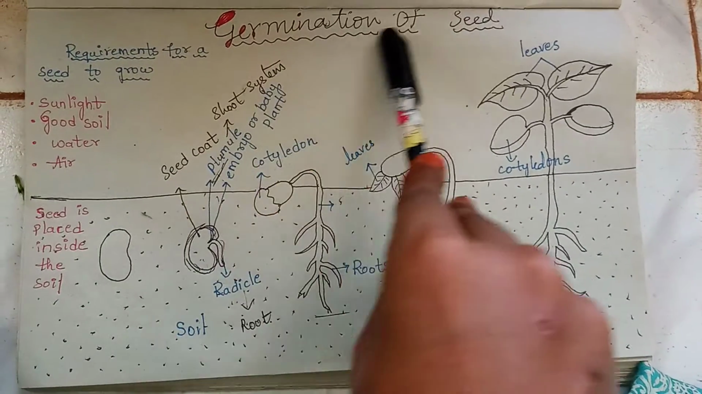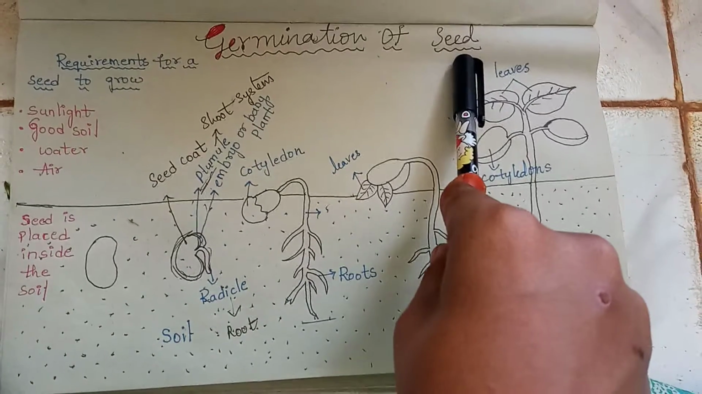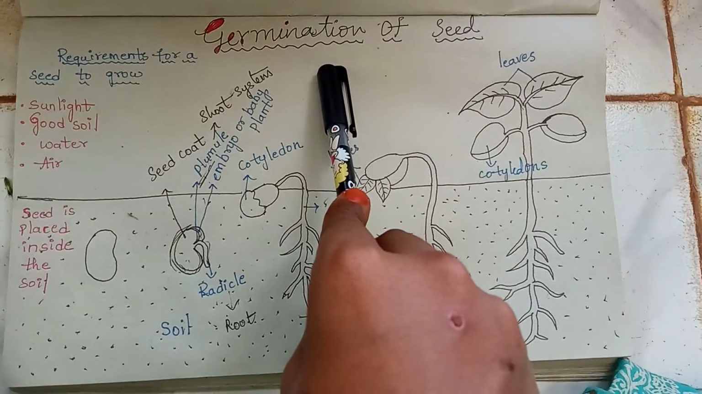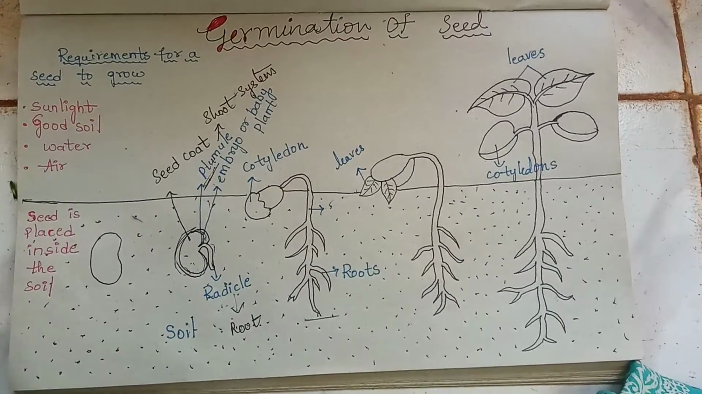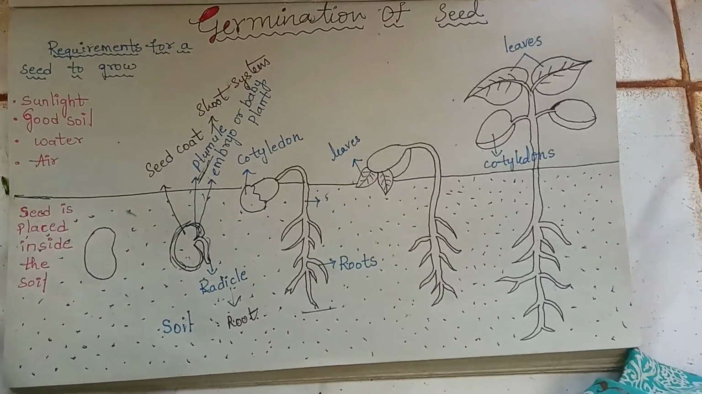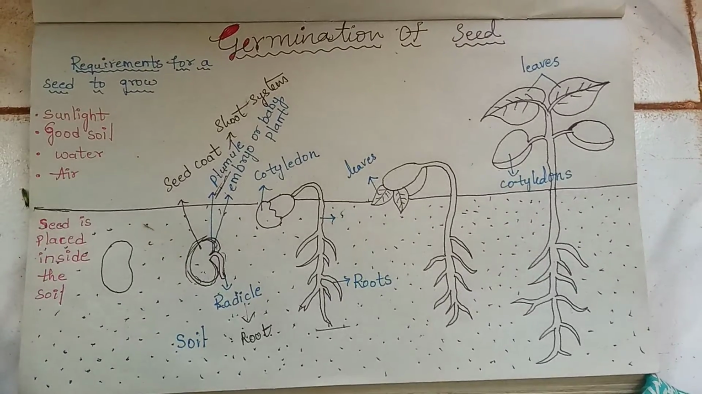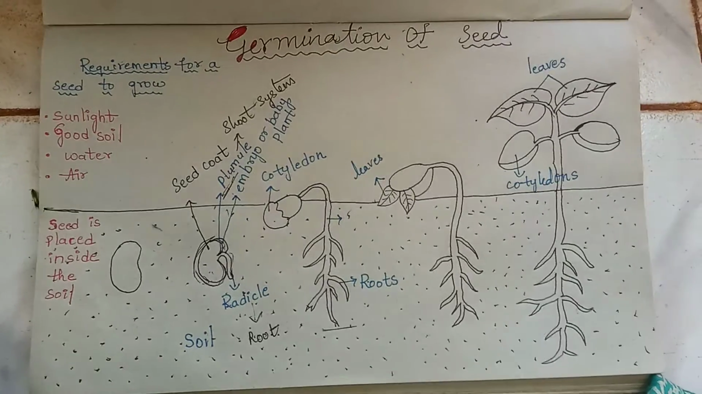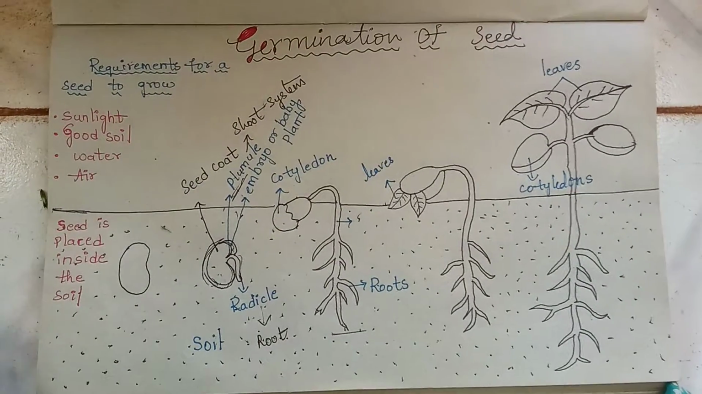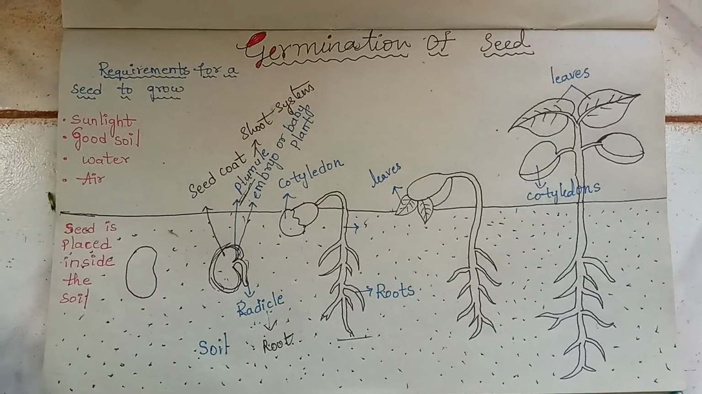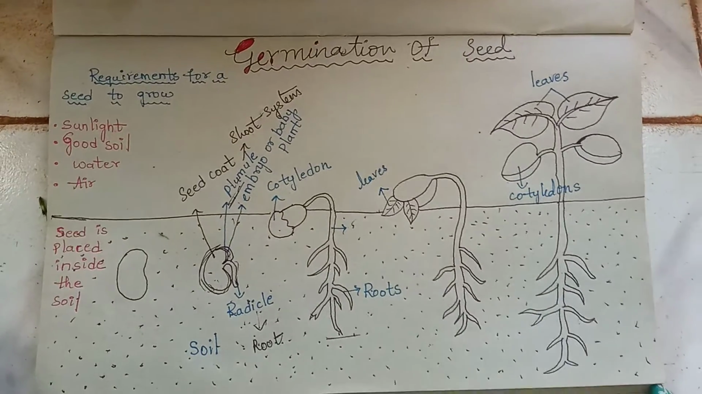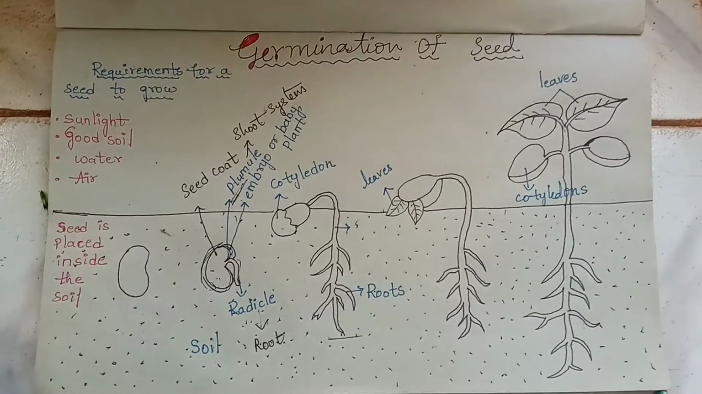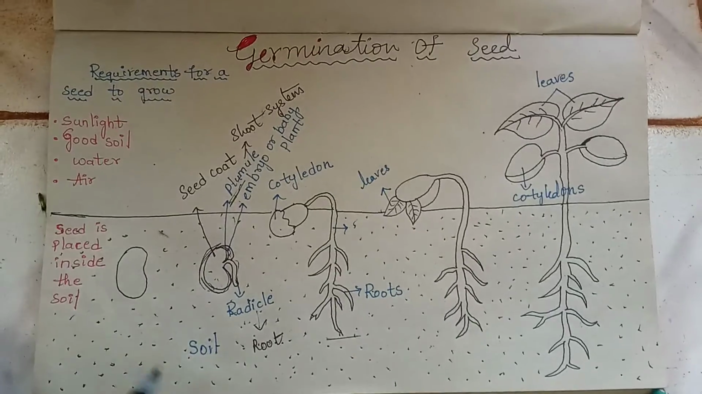So this topic is about germination of seeds. Germination of seeds means how the seed is growing into a new plant. In the previous topic, when we were discussing the parts of the plant, we learned that from the fruits the seeds will fall down and they will start growing into a new plant. That is the process of germination that we are going to discuss here.